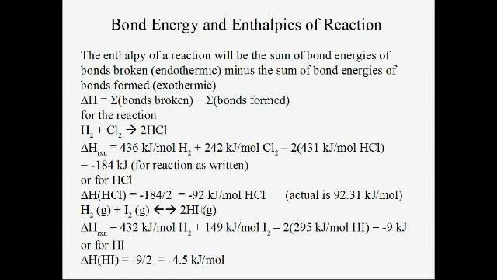For the reaction of hydrogen with iodine to produce hydrogen iodide, same process. We're going to add up the hydrogen bond and the iodine bond, and subtract off two of the hydrogen iodide bonds. This will give us a negative 9 kilojoules for the reaction as written. Since there are two hydrogen iodides in there, we divide 9 by 2 to get a negative 4.5 kilojoules per mole for hydrogen iodide.